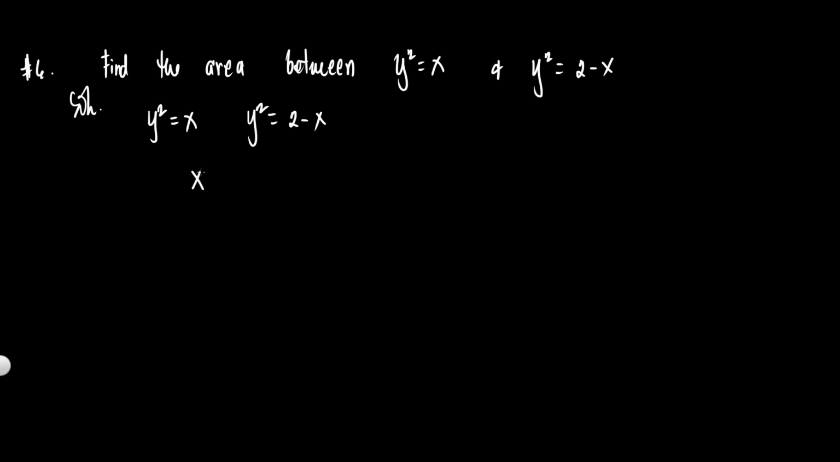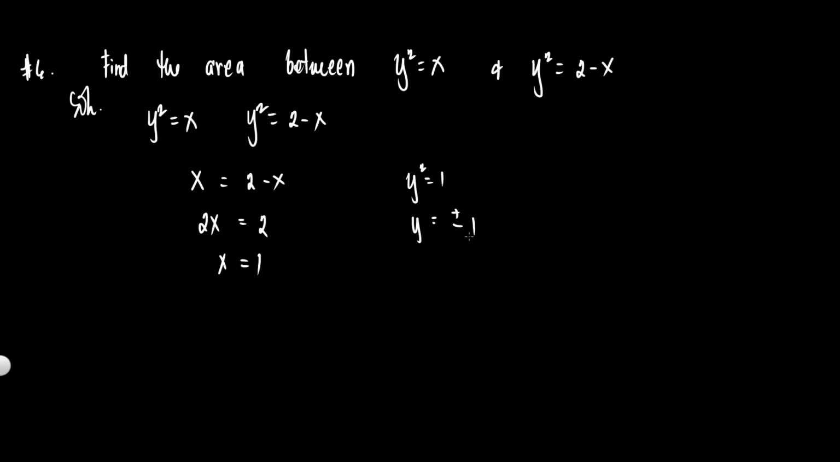So x equals 2 minus x. Right? Then we have 2x equals 2 or x equals 1. When x is 1, what is y? Okay, when x is 1, y squared equals 1. So y is equal to plus or minus 1, the square root of 1. So we can say that the curves will intersect at points (1, 1) and (1, negative 1).